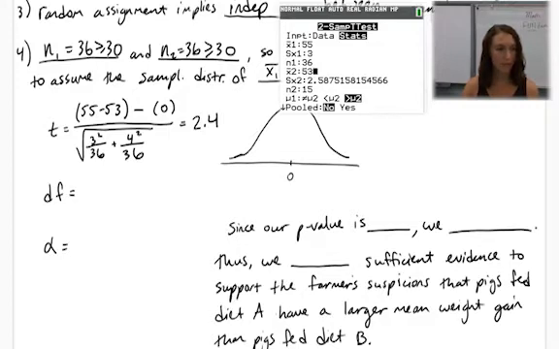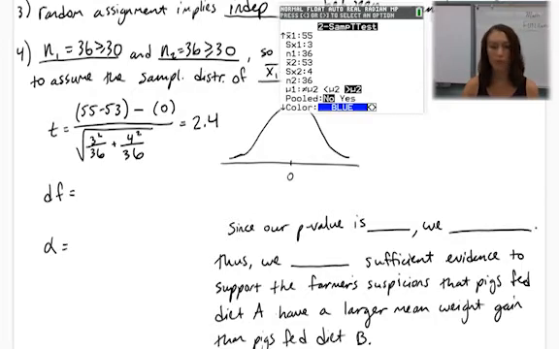I've got 53 for my mean for my second one. I have 4 for my standard deviation and 36 for my N. I want mu1 to be greater than mu2 for my alternate hypothesis. Pooled, no, just don't do pooled, and then calculate.